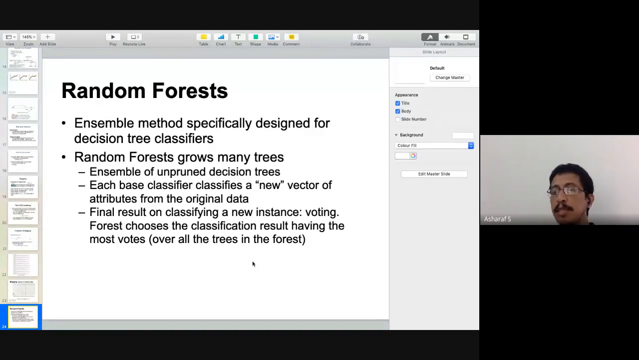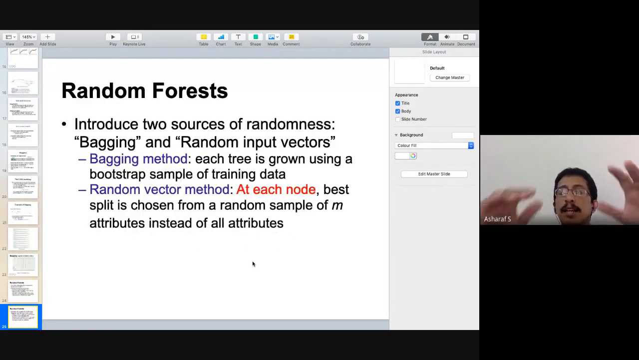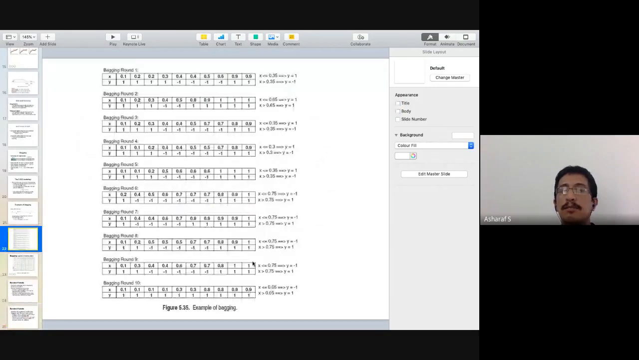Random forest grows many trees, an ensemble of unpruned decision trees, meaning decision trees which may be grown as per the training data without much pruning or regularization. Each base classifier classifies a new vector of points in the original data. The final result is classified for the new instance by voting. So random forests are essentially like this: you create data sets, and from each data set you create a decision tree, and you combine the decision trees.